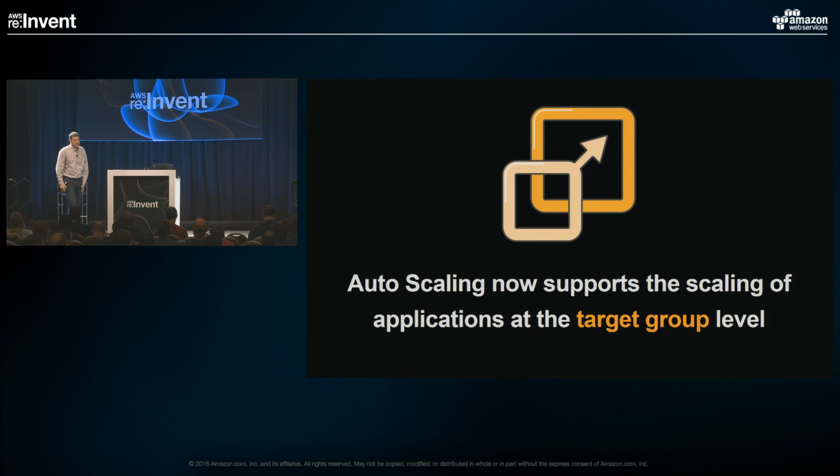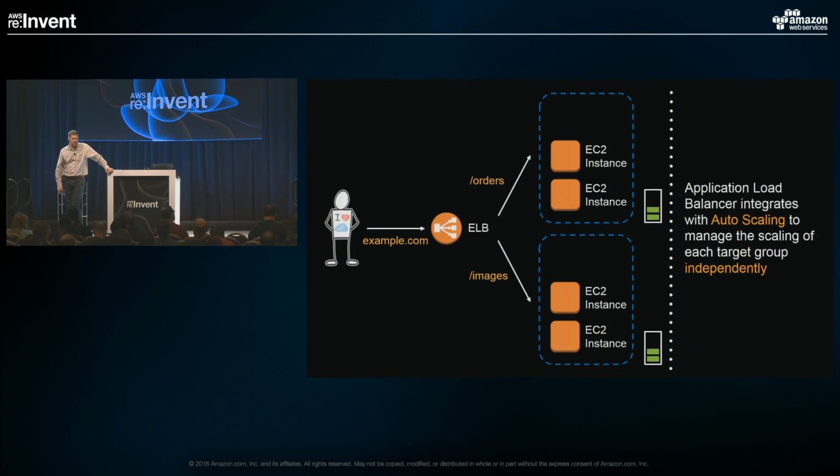And then auto scaling. One of the big changes I mentioned earlier is that auto scaling will now scale at the target group level. To give you some idea of how that works, we've got 2 target groups here with EC2 instances in them, taking a certain amount of traffic. Traffic to the target group at the bottom increases. You use the CloudWatch metrics with auto scaling to tell it to start adding machines, and auto scaling will scale that up.